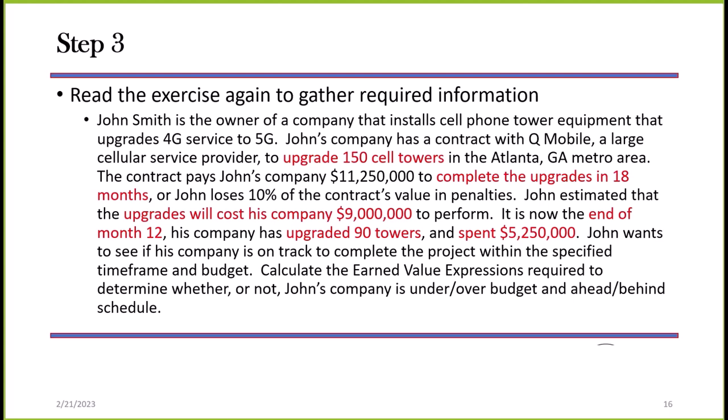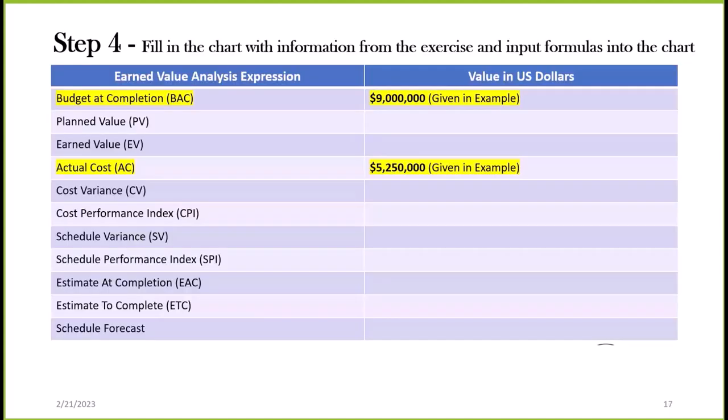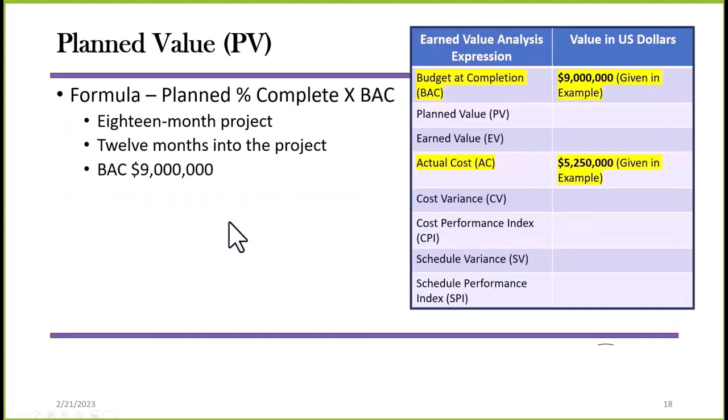Earned value is based on the premise that for every dollar I invest in a project, I get $1 worth of return. That is our expectation. If I buy 1,000 feet of film at $10,000, I'm getting $10,000 worth of value. That is the premise on which earned value is based. We've established what the actual cost is and what the budget at completion is. Our next step is going to be to calculate plan value.